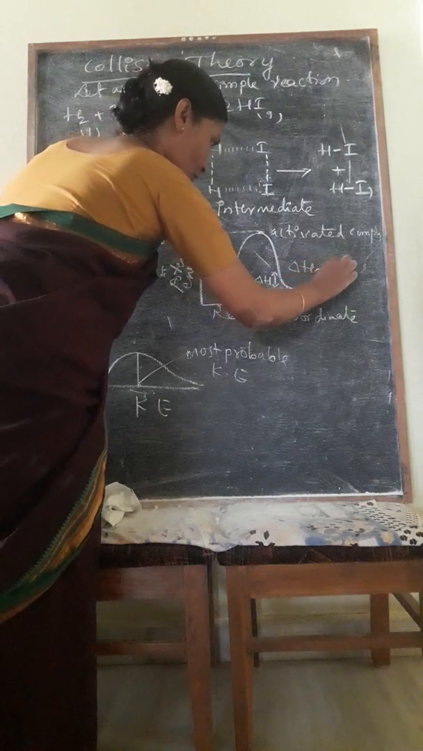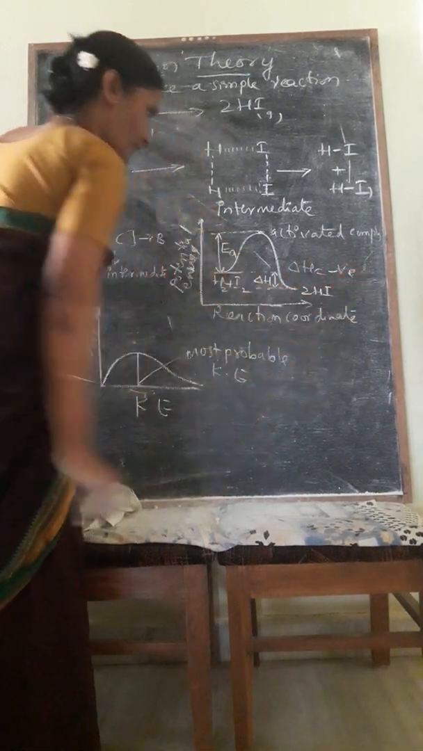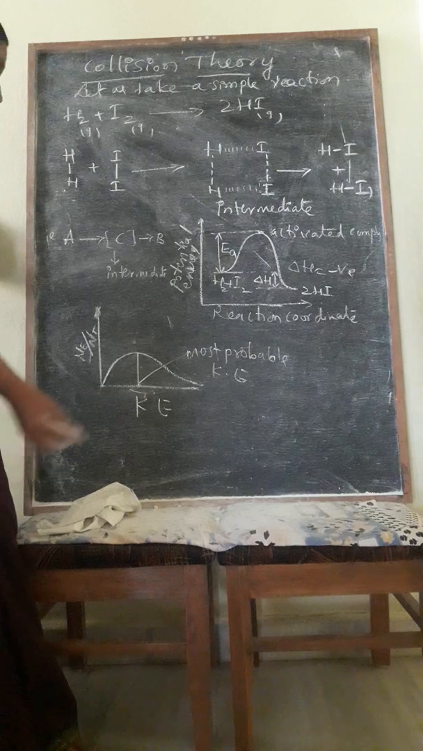Delta H equals some amount of heat is released, that is an exothermic reaction.